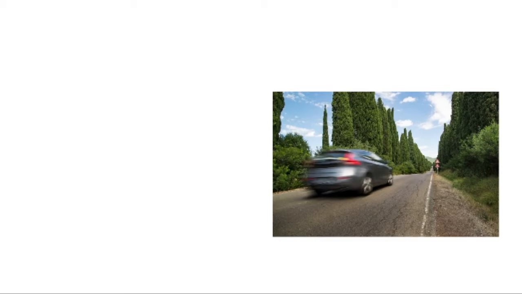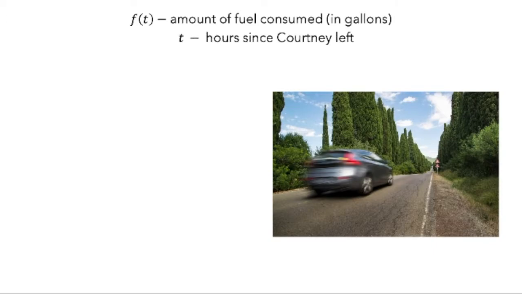Let's consider a situation where a student, Courtney, is going on a road trip. The function f of t measures the amount of fuel Courtney's car has consumed, where t is measured in hours since Courtney left her hometown. And we happen to know that f prime of 5 equals 2.5. What does this mean? Pause the video and write your own explanation.